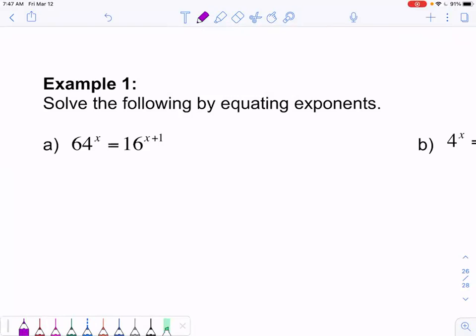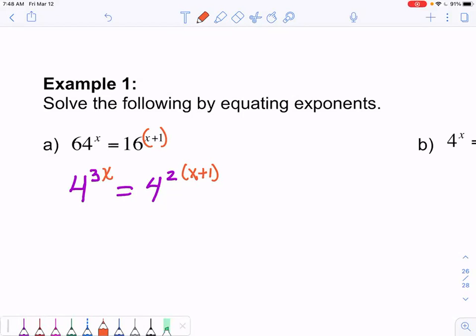So Gabby, 64 is 4. Yeah, to the 3. And then that x was already there. So we're going to just place that x next to it because you're multiplying them. And Gabby, 16 is really 4 squared. And then I'm going to put that x plus 1. That's a quantity. Anytime it's a quantity, you have to think that there are grouping symbols, parentheses around that quantity.